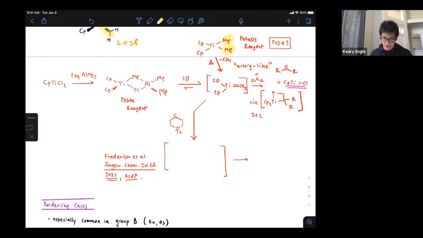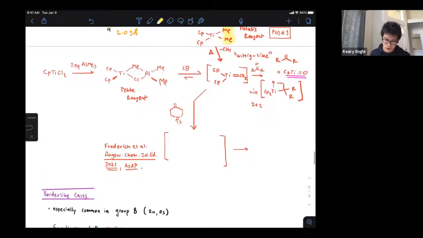Okay, now let's consider the other option. I thought this problem would be interesting because it shows the most classical reactivity that is really textbook with the Tebbe reagent, and then also something that's so new that it's on ASAP, which is this report from the Frederich lab at Florida State. So Tim, what do you think might happen here?